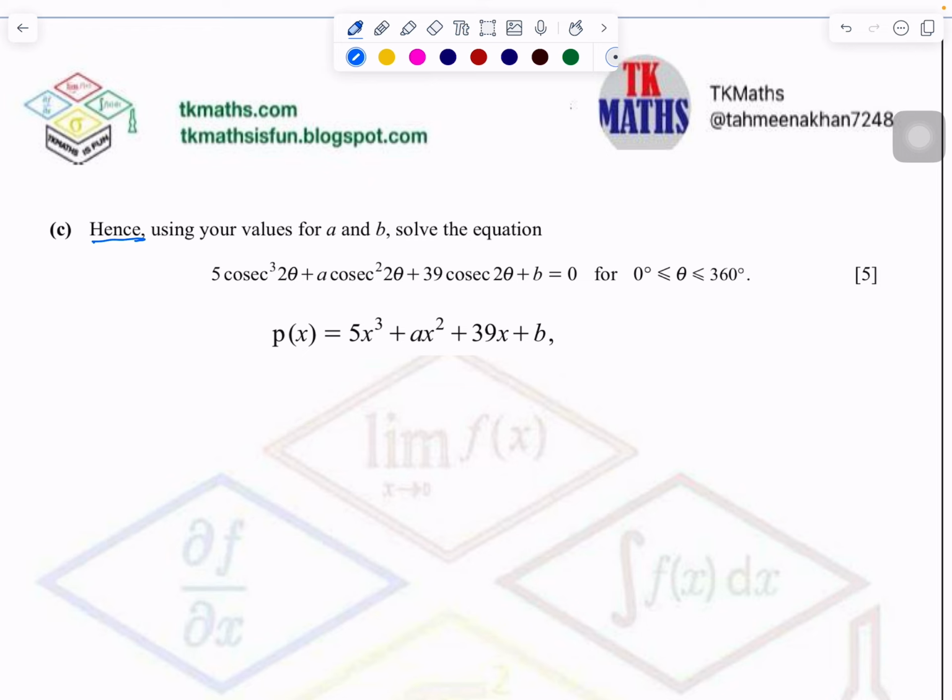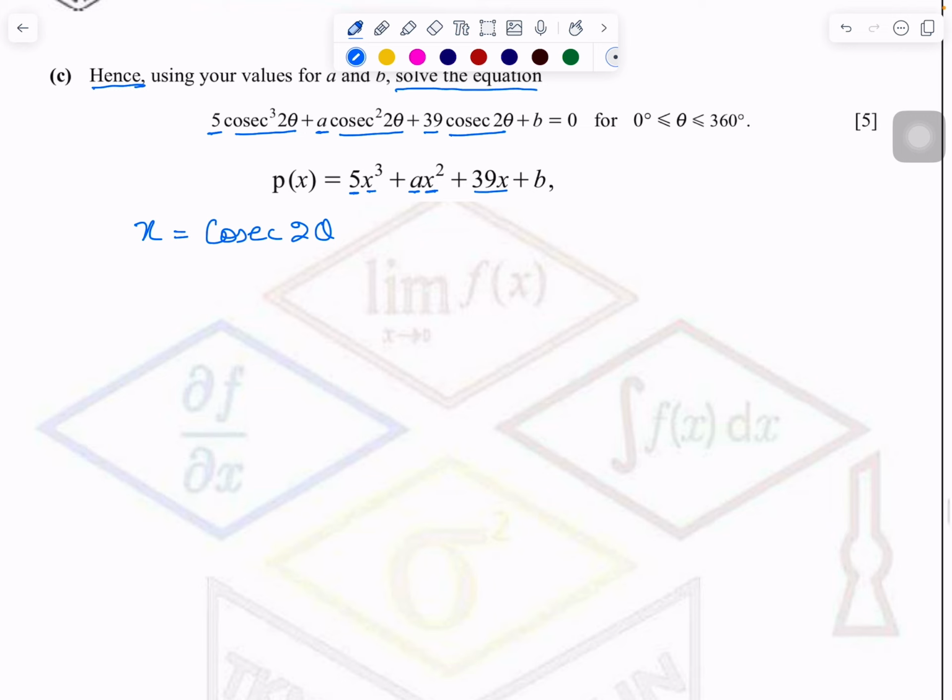So if you see here, 5 is here, 5 is here. This is cosec cube 2 theta. This is x cube. This is A, same is here. x square is cosec square 2 theta. 39x, 39 cosec 2 theta plus B. It means the equation is exactly the same. Only x has been replaced by cosec 2 theta. Agreed?